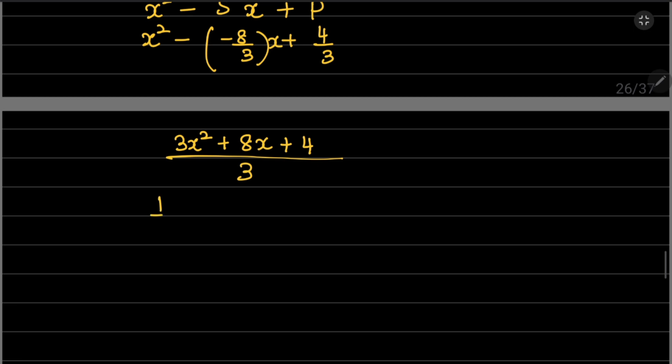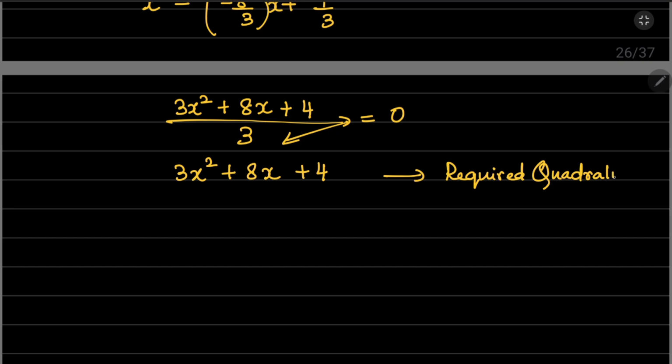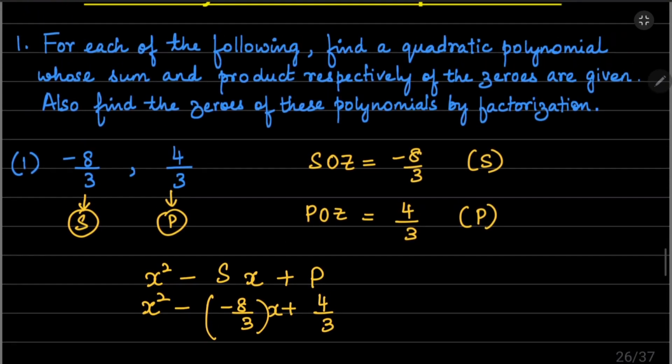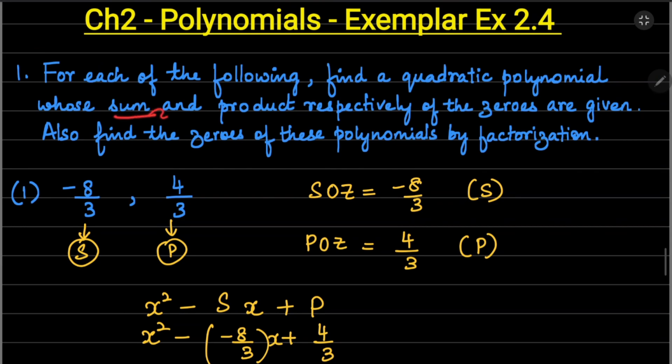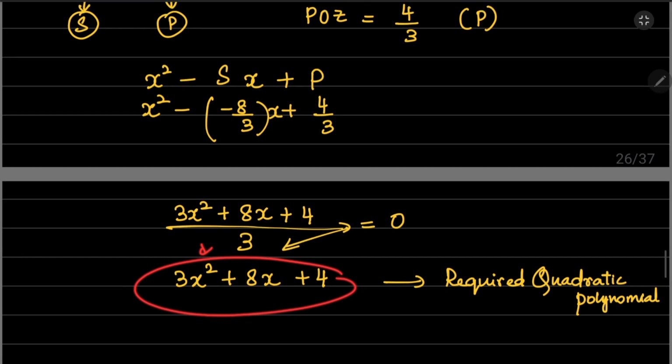If you take 1 by 3 common out, or you can directly equate it to 0, when you cross multiply, it's going to become 0. So the quadratic polynomial is 3x square plus 8x plus 4. This is the required quadratic polynomial. Okay, now this is the first thing, that is, using the sum and product of the zeros, you have to find the quadratic polynomial. So this is a quadratic polynomial of degree 2.